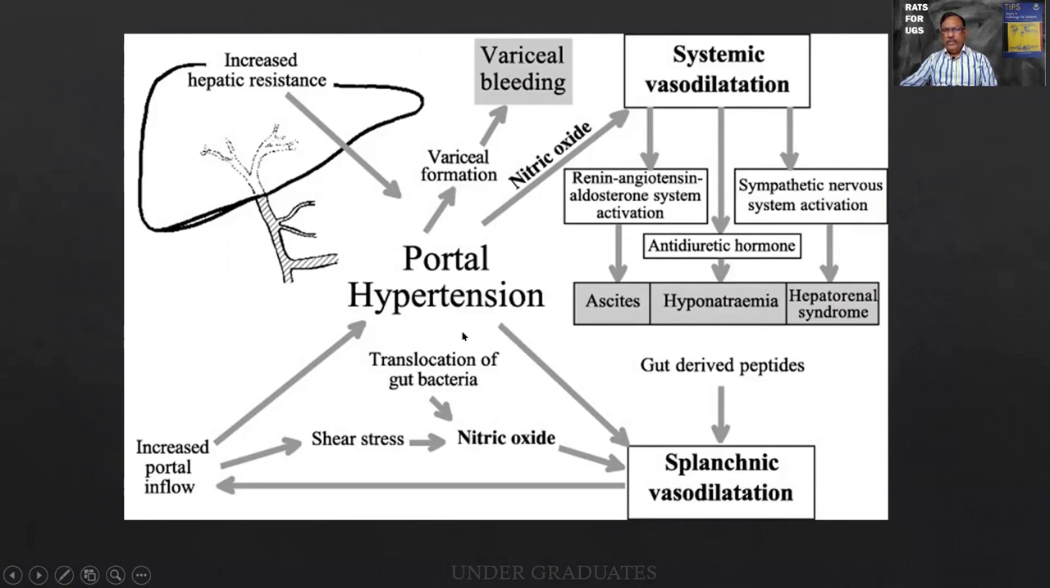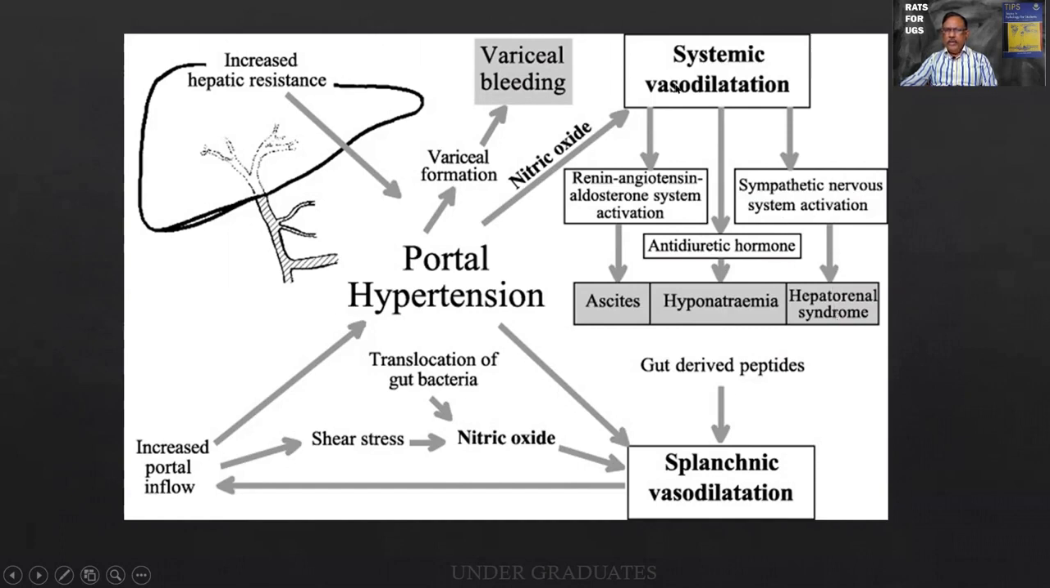Whatever it is, there is a portal hypertension, and this leads to dilatation of the venules, and there is also retention of fluid because of the hypertension, and this can also lead to systemic vasodilatation, activating the renin-angiotensin mechanism as well as the nervous system and promoting antidiuretic hormone. This can lead to ascites, hyponatremia, and hepatorenal syndrome.